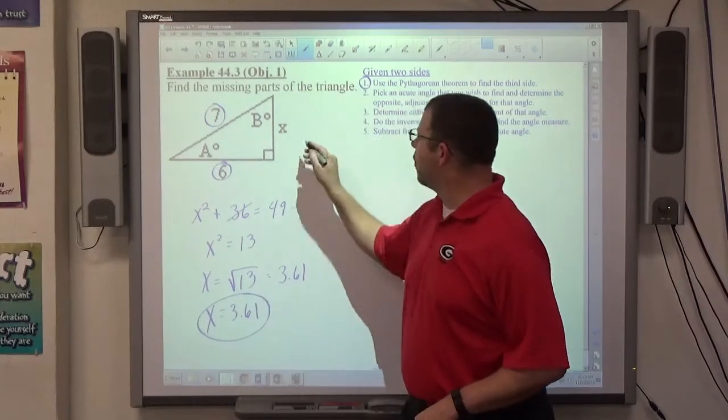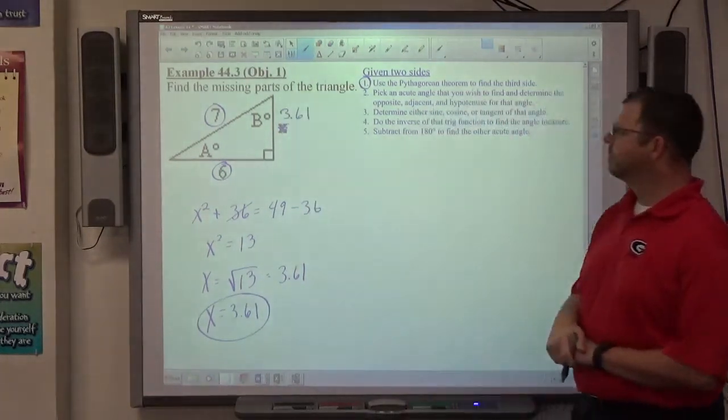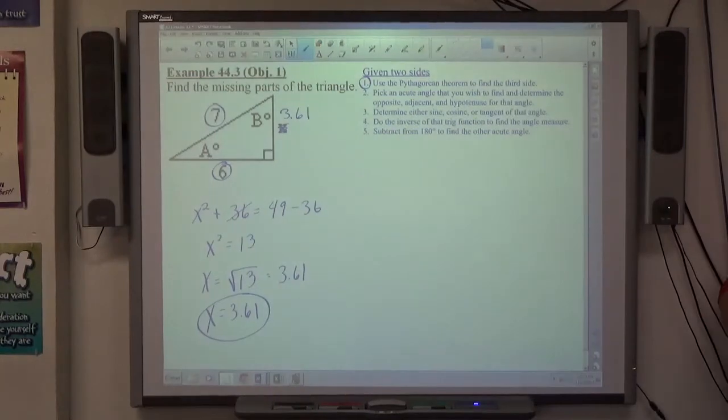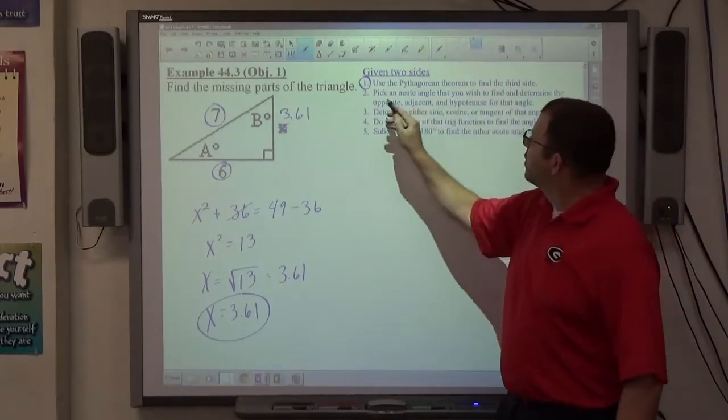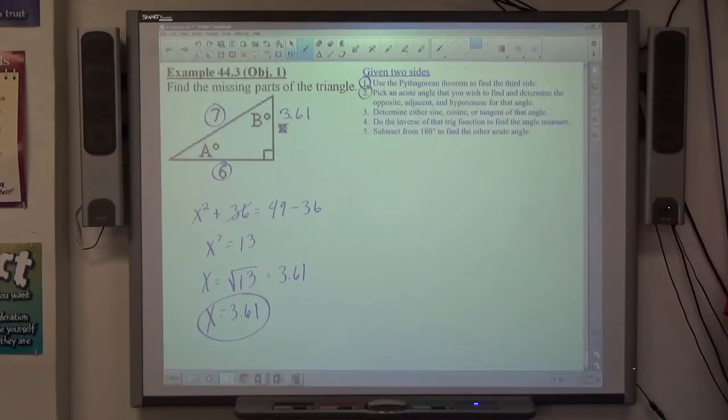And once I've done step 1, notice now I know 3 sides, right? Alright? Now, step 2. Once again, this is the trigonometry step. This is where we're going to start involving sine, cosine, and tangent in our problem. Step 2 says, pick an acute angle you wish to find. Do you think it matters which one we pick? No. Doesn't matter.